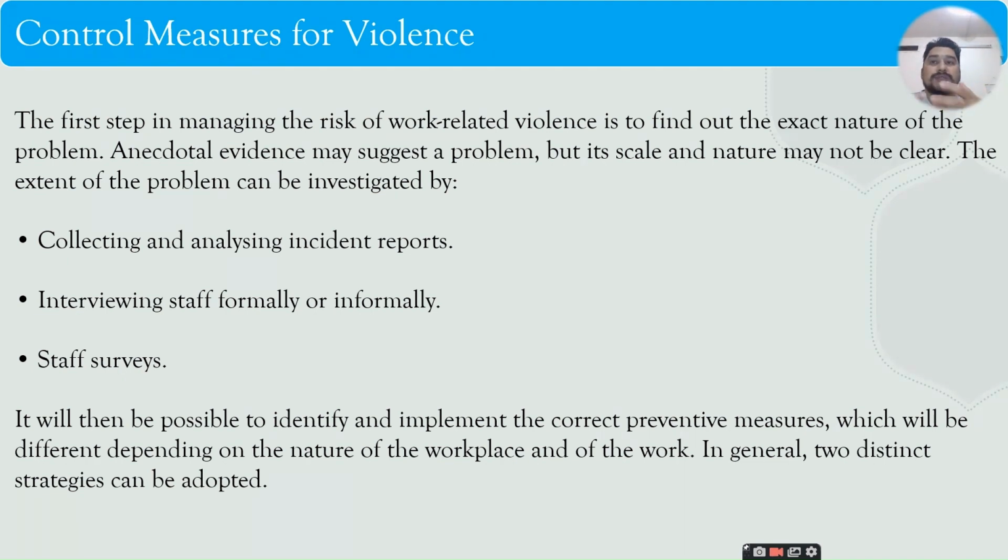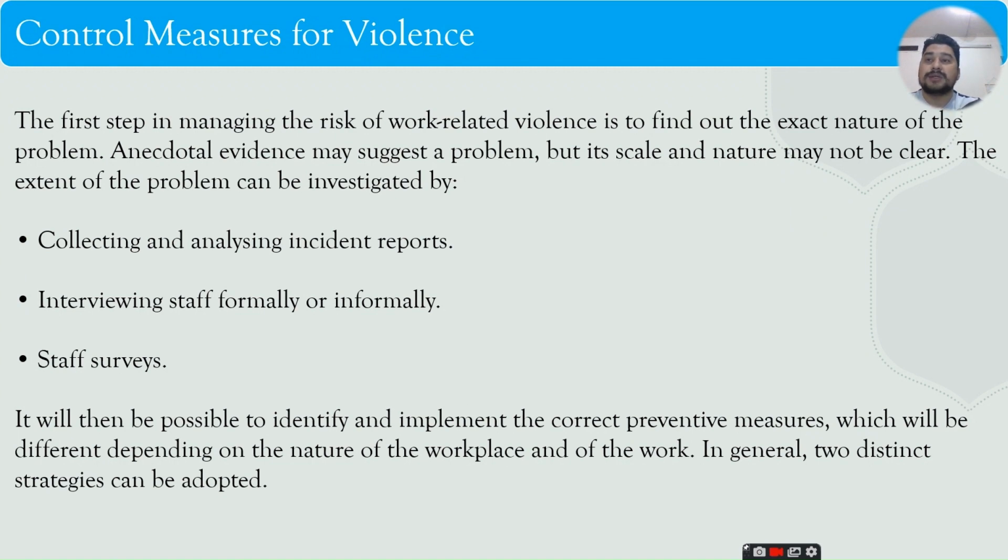You can interview the staff and do staff surveys. You can also check the process, how the process is running. And wherever risk is involved, you can identify that risk during the risk assessment. It will then be possible to identify and implement the correct preventive measures, which will be different depending on the nature of the workplace and of the work.